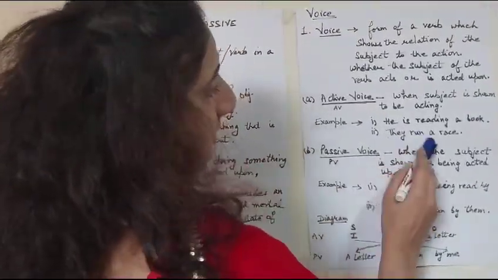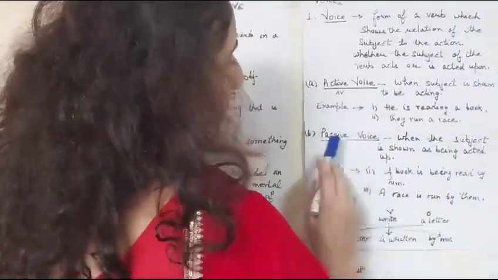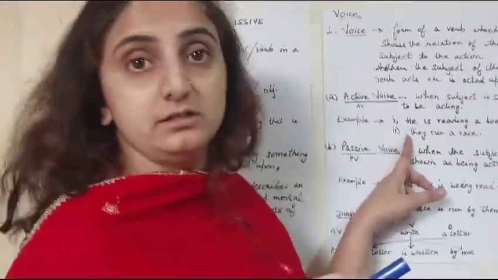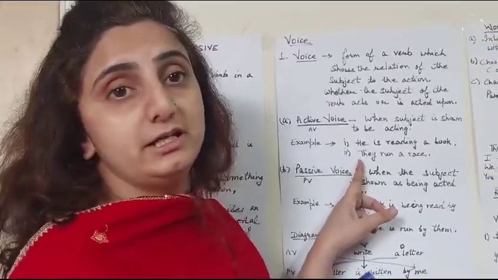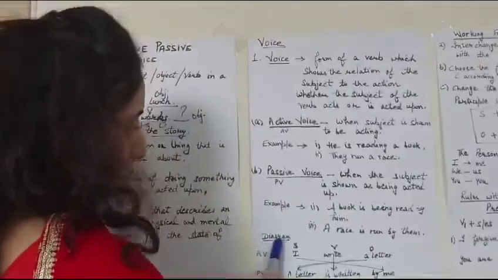Next sentence, they run a race. A race is run by them. So in passive voice, the subject is not doing the action directly. He is acted upon. Now, this is a diagram.